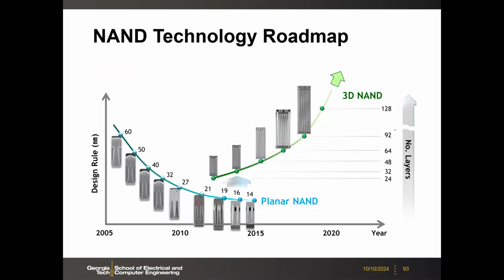So 3D NAND. As I said earlier, the 2D NAND scaling faced challenges. Around 2013, 14, 15, the 2D NAND scaled to about 15 nanometer, and meanwhile the 3D NAND flash was introduced in the industry. After that, 2D NAND scaling stops, and 3D NAND takes off, with higher and higher number of stacks.